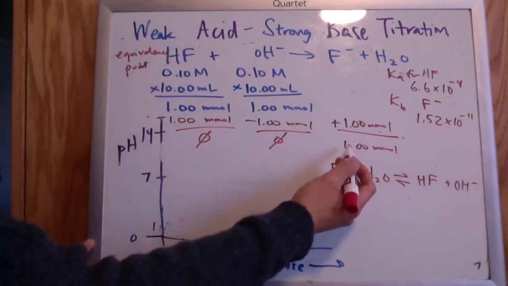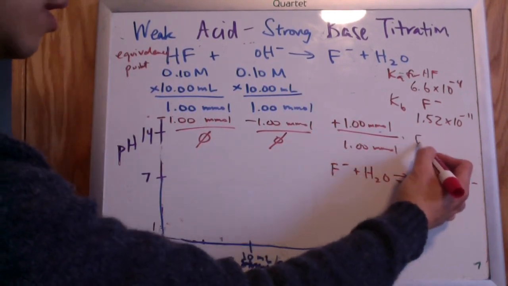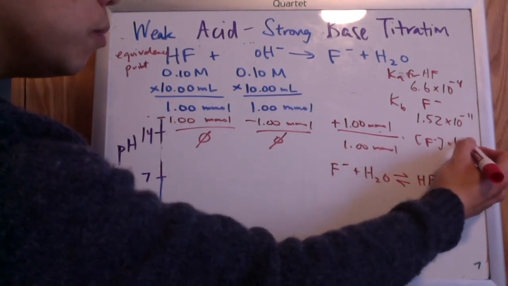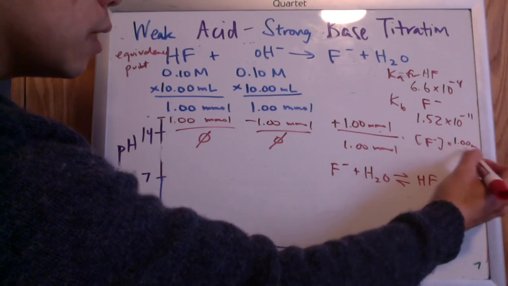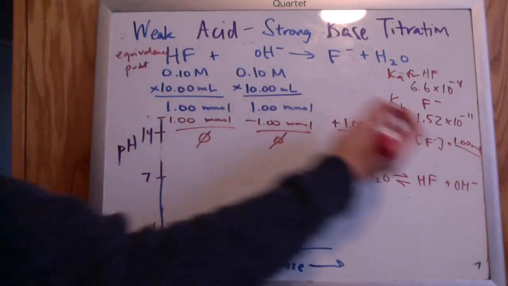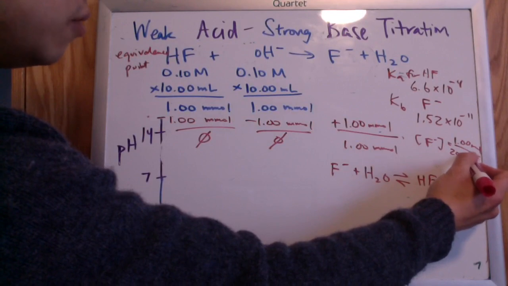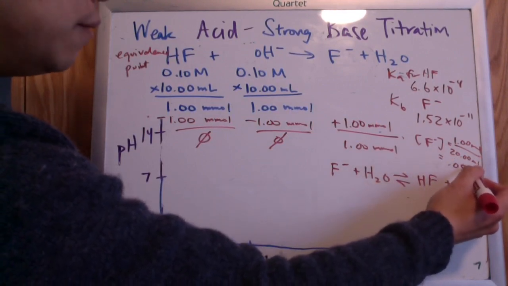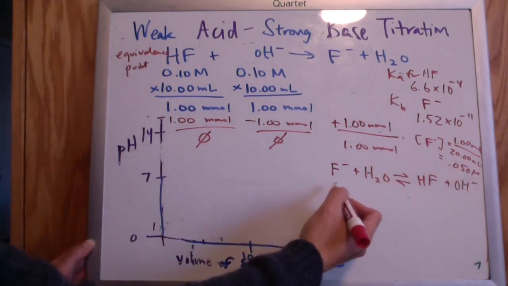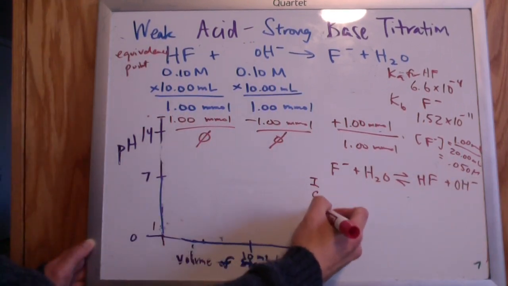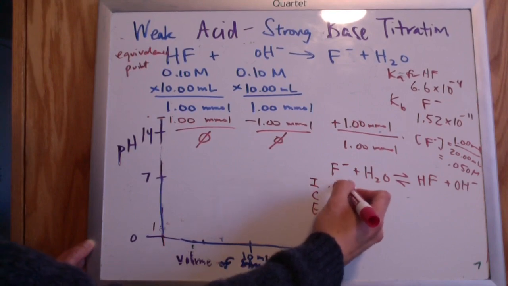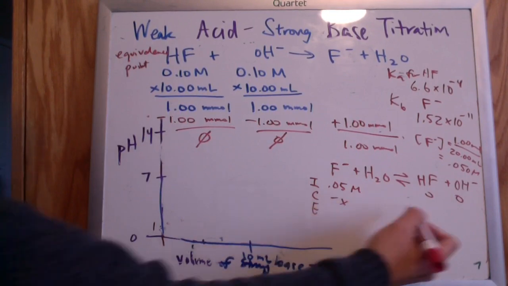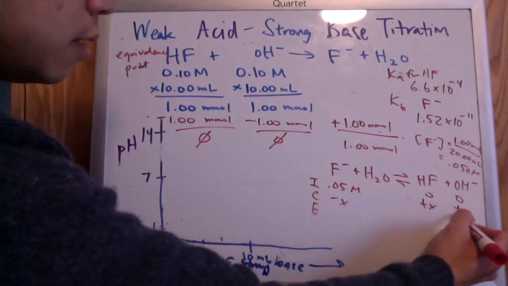Then we want to find the concentration of F-. Like we did before, we take the millimoles, which is 1.00 millimoles, and divide it by the total volume, which was 20.00 milliliters. That gets us a concentration of 0.05 molar. Then we set up our ICE table like we did before. So we have 0.050 and 0 molar, minus X, plus X, plus X.